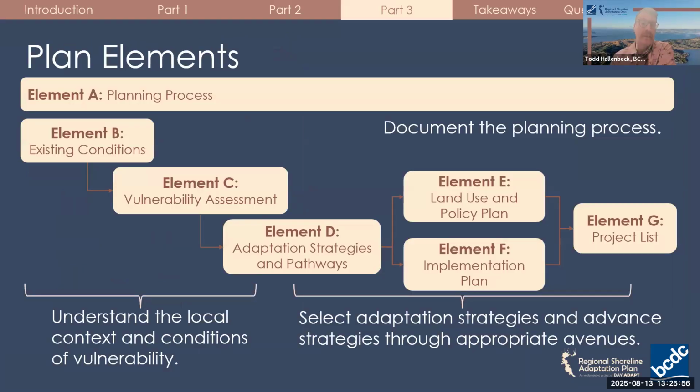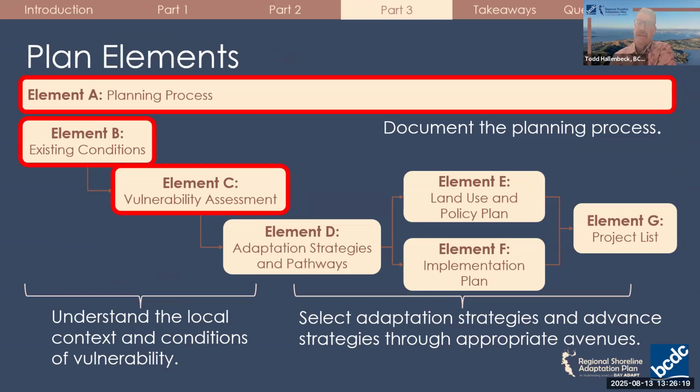Before we jump into how the Plan Assistant supports your planning, here's a quick refresher on the RSAP plan elements. These are the key steps in developing a sub-regional shoreline adaptation plan, from describing your shoreline to assessing risks and identifying strategies. The plan elements provide a clear structure for planning and ensure consistency across the region. Now let's look at how the Atlas helps with elements A, B, and C.